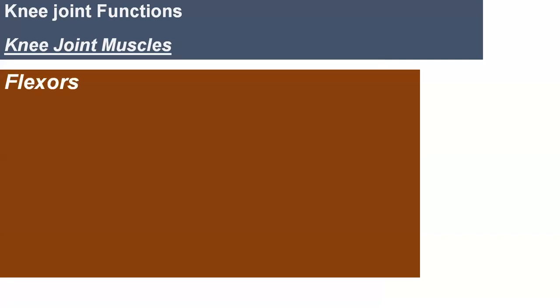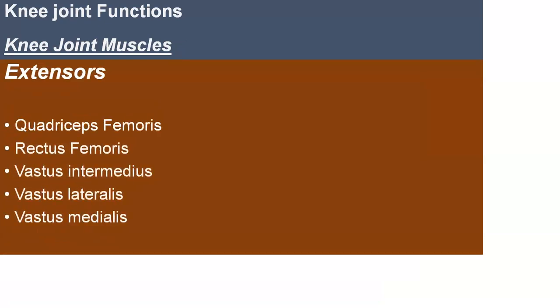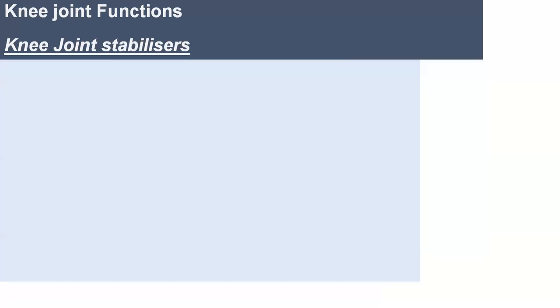Coming to the knee joint muscles, the flexors include the semimembranosus, semitendinosus, biceps femoris, sartorius, gracilis, popliteus, and gastrocnemius. The extensors include the quadriceps femoris, rectus femoris, vastus intermedius, vastus lateralis, and vastus medialis.